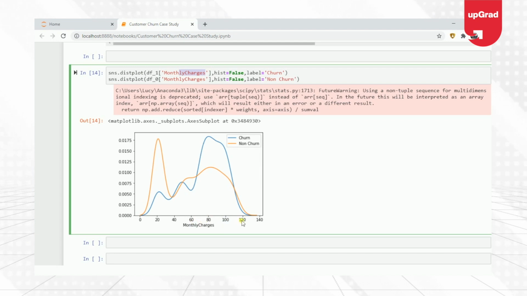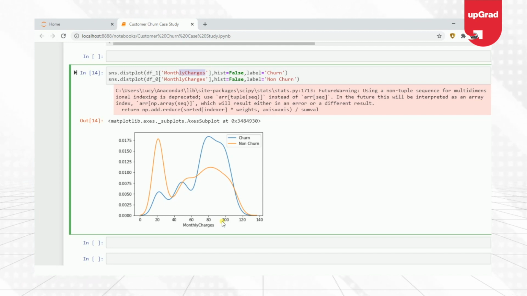But if you look at the non-churn segment here, most of the people lie in the monthly charges of 0 to 40, right? Not exactly 0, but somewhere around 5 to 40. So this basically tells us that the people who have higher spending on their monthly charges are more prone to leaving the company, or more prone to churning.